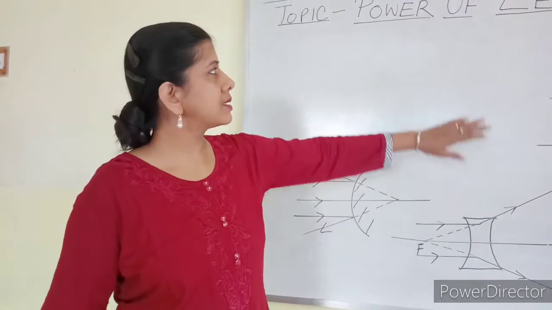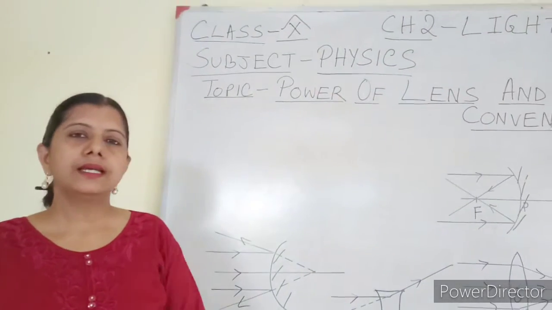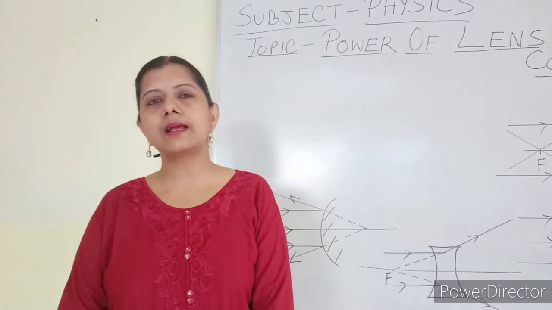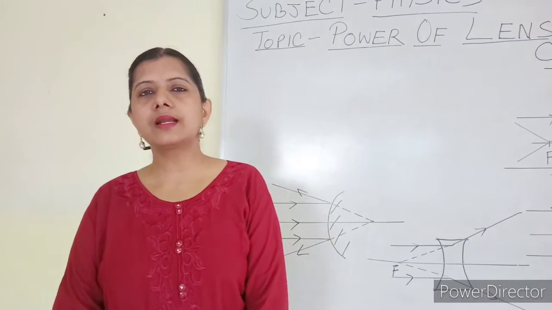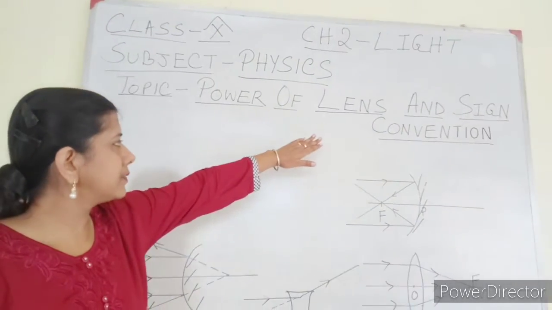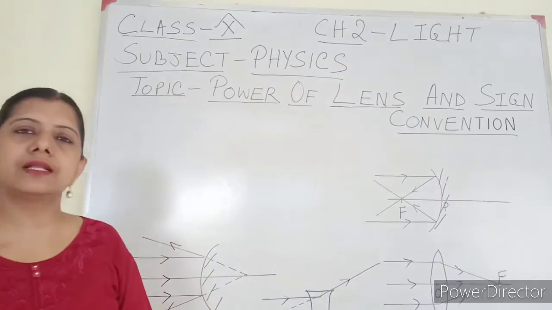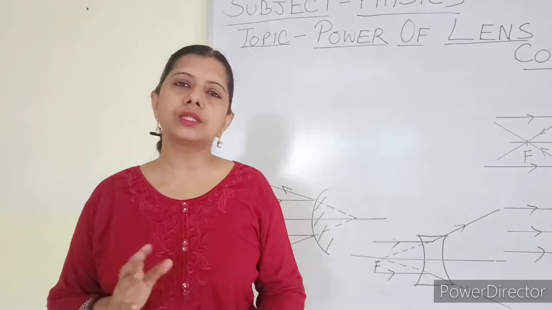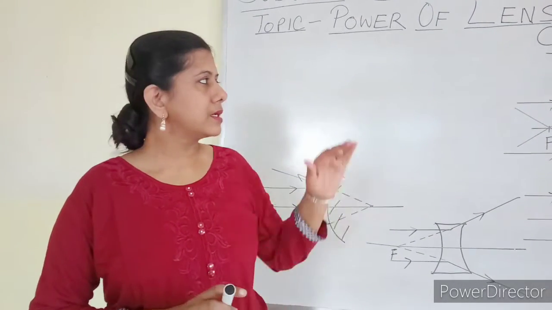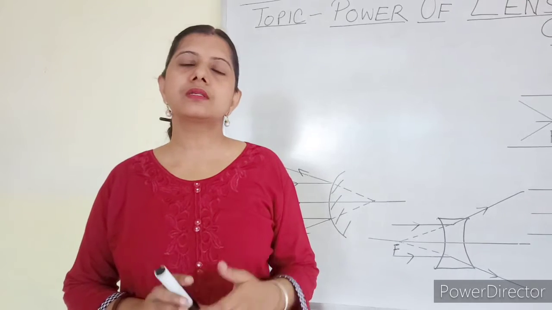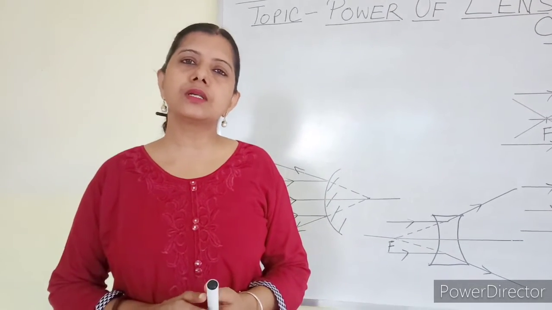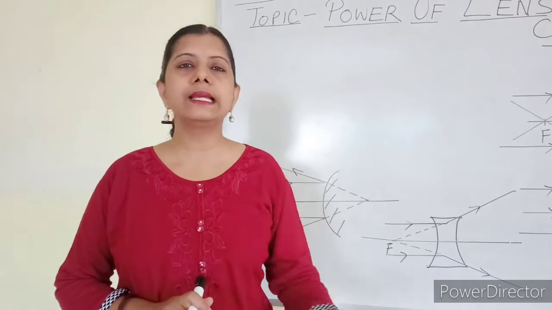So I was discussing the chapter Light. In my previous video, I explained the ray diagram using concave and convex mirror. Today my topic is power of the lens and the sign convention that is related with both lens and mirror. Because for doing the numericals, the sign convention is very much necessary. Without proper sign convention, you cannot do the sums. You have to make it clear.